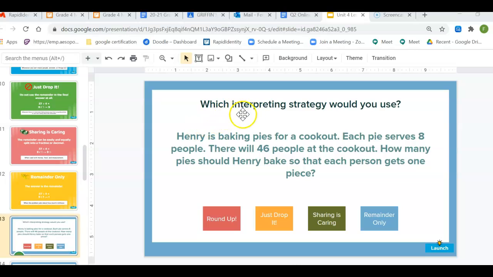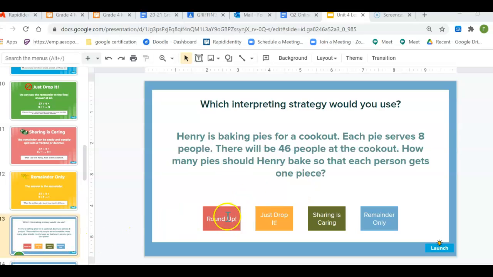So in our next slide, which interpreting strategy would you use? We're going to read this particular problem, and then we'll choose round up, just drop it, sharing is caring, or remainder only. Henry is baking pies for a cookout. Each pie serves 8 people. There will be 46 people at the cookout. How many pies should Henry bake so that each person gets 1 piece? In this case, you would round it up.